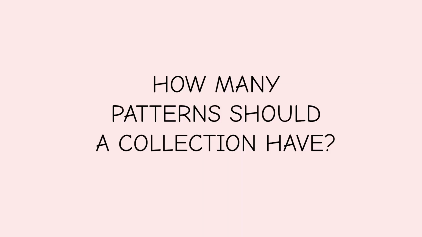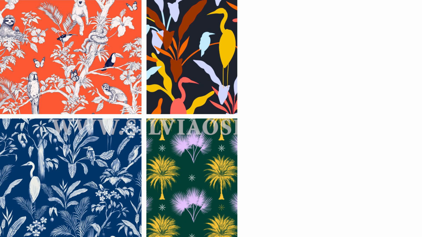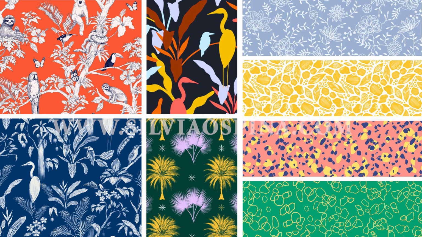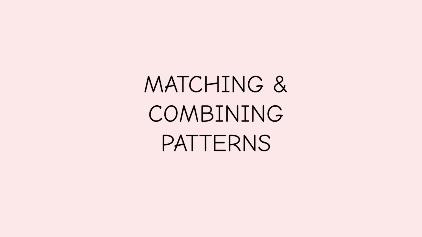How many patterns should a collection have? Typically, a collection includes 4 to 8 patterns: 1 or 2 hero patterns, 2 or 3 secondary patterns, and 2 to 4 blenders. Matching and combining patterns. The magic of a collection lies in how the patterns complement each other.